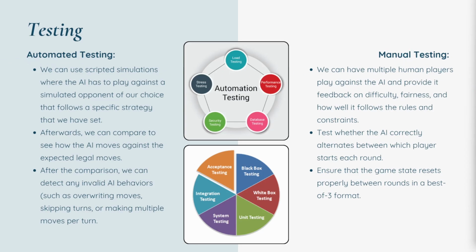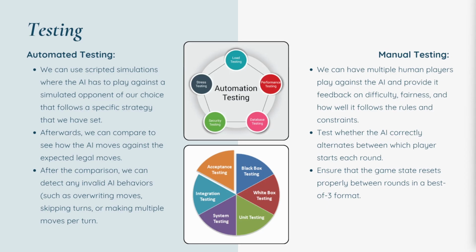So first we have automated testing. This involves scripted simulations where the AI plays against a simulated opponent. The opponent can be programmed to follow a specific strategy, such as random moves, optimal play, or even a strategy designed to expose weaknesses in the AI's decision-making process. After running these simulations, we can compare the AI's moves against expected legal moves. So this helps to determine if it's making valid choices based on the game rules.